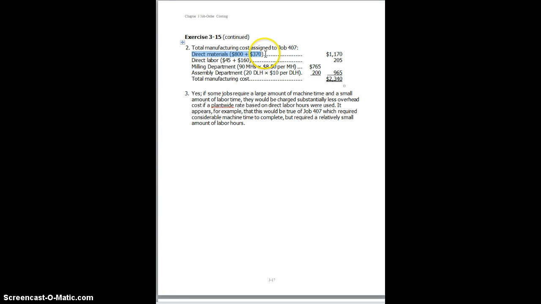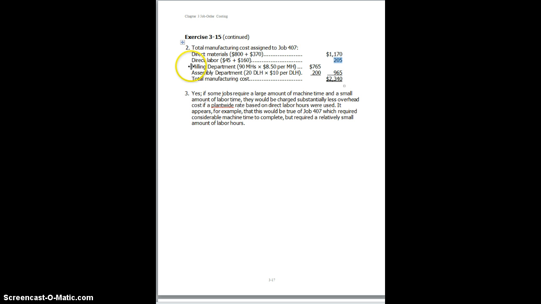So let's first tackle the direct materials. Our direct materials will be the materials requisitioned as given in the table: $800 from the milling department, $370 from the assembly department. So total direct materials, $1,170. Our direct labor will be the $45 from the milling department, $160 from the assembly department. Our total labor will be $205.